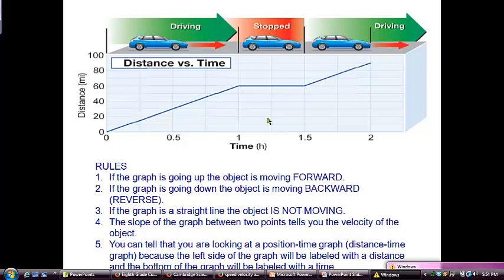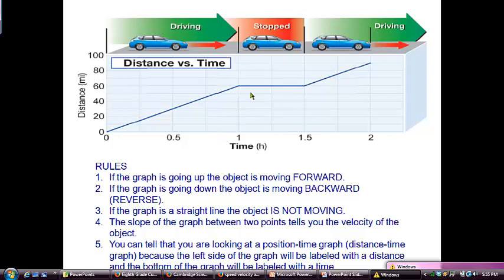And finally, you can use the slope of this graph to figure out how fast the car is moving, or its velocity. So for instance, between 0 and 1 hours, the car went from 0 to 60. That means if rise over run is the slope, you take how far it went up, 60, over the run, which is 1 hour. That means this car was going on average 60 miles per hour during that first hour.